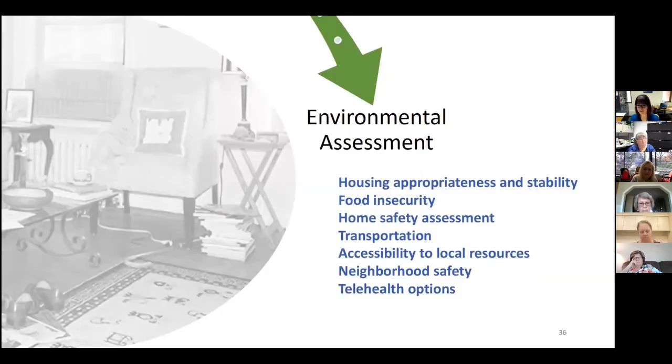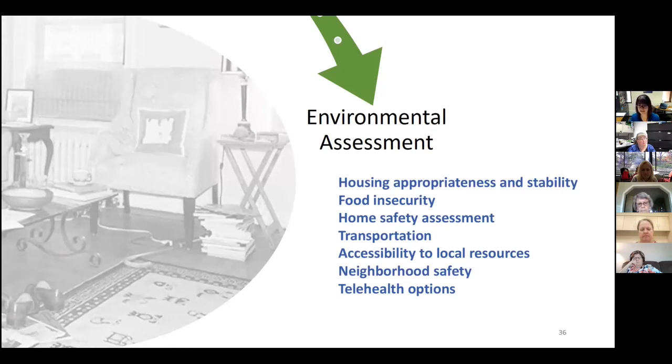I also want to think about the environment. And again, in the age of these virtual visits, that's actually wonderful at this point, to be able to look inside the home. But this is also a place where we're relying on some of our community-based organizations that are physically going into the home, or home care agencies that are going into the home, that might be able to provide some of that information back to you. So is it appropriate? Is it stable? Is it relatively safe and clean and healthy?